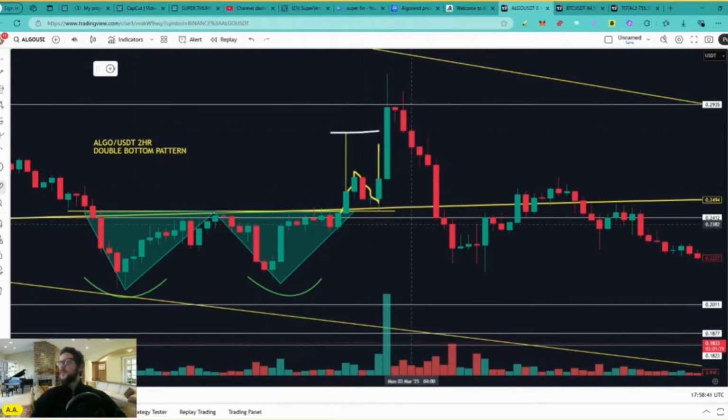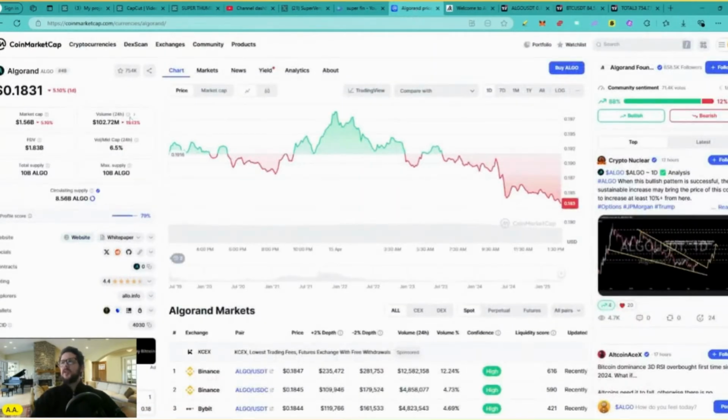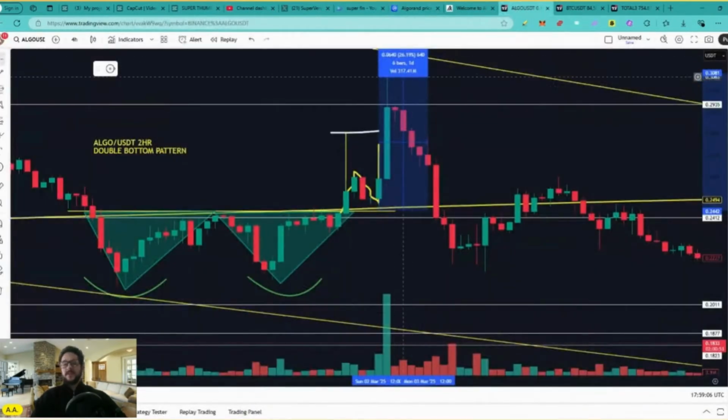The measured move from this retest to this high was approximately a 26% move. Algorand, as you see here on CoinMarketCap, has a market capitalization of over 1.56 billion. Therefore, it's a heavy token. It needs some kind of liquidity to flow into it in order to move. It's not going to move easily. So a 26% move out of Algorand is a very good move.